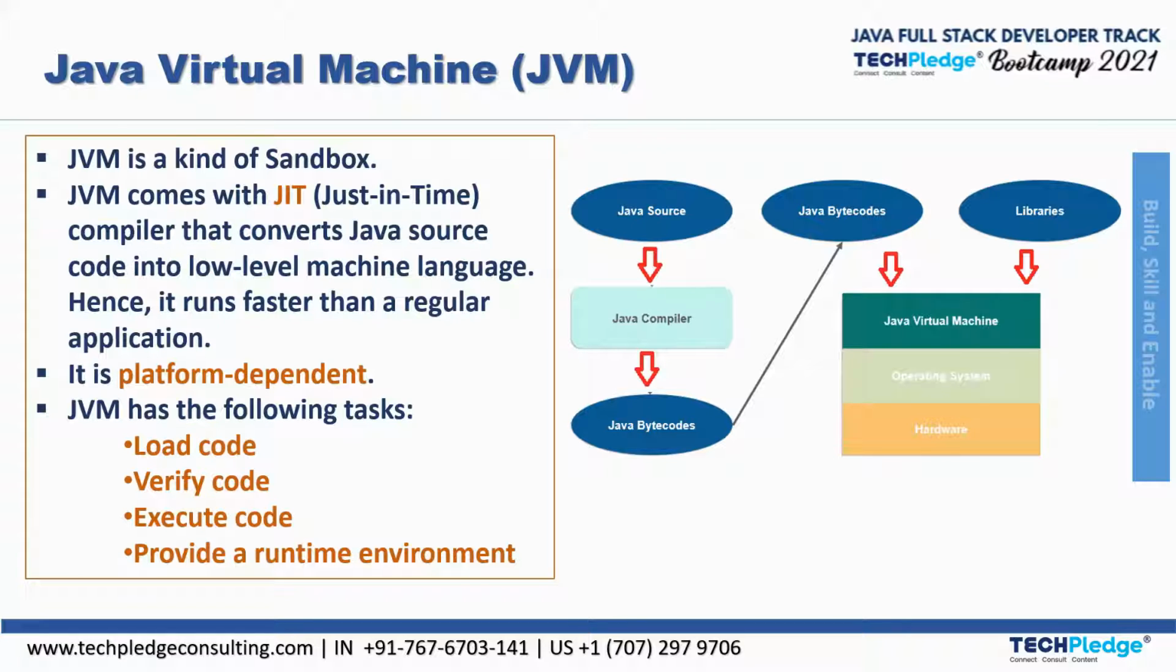When the virtual machine runs, it does the following tasks. First, it loads the code, then it verifies the code and executes it, and then provides a runtime environment. So this is how the Java Virtual Machine runs.